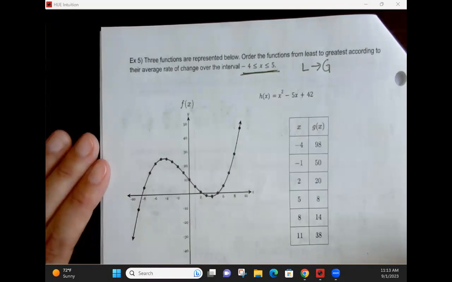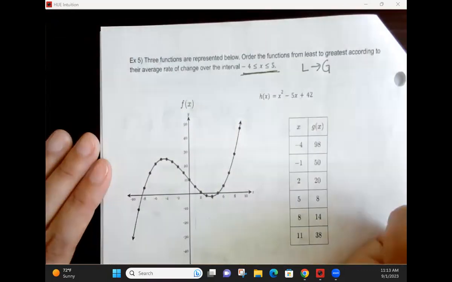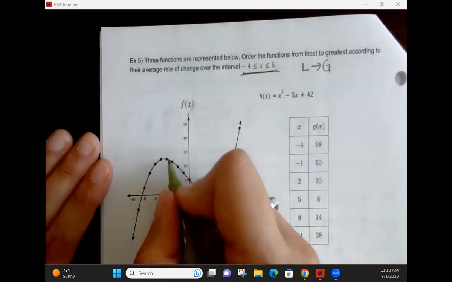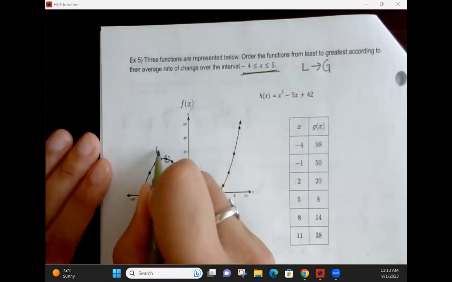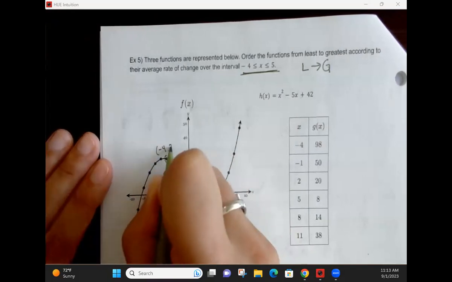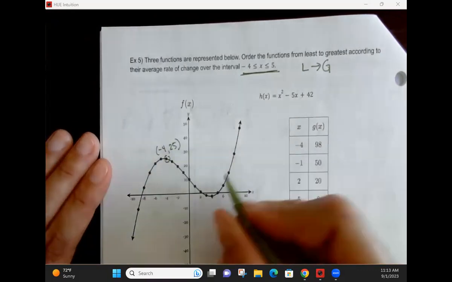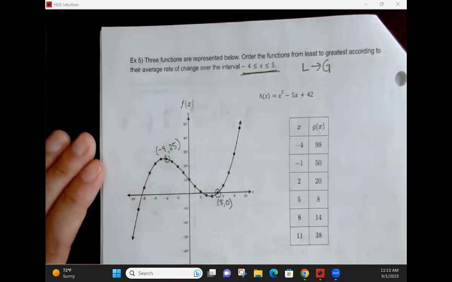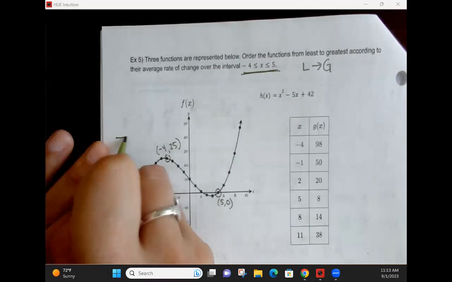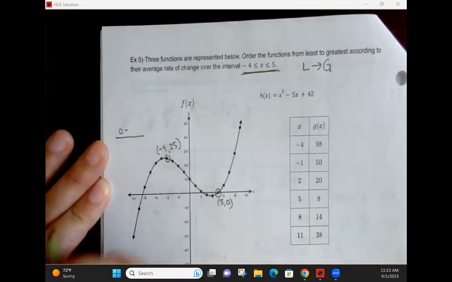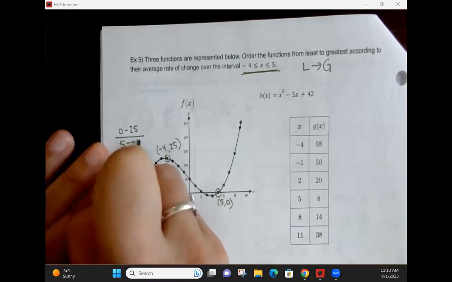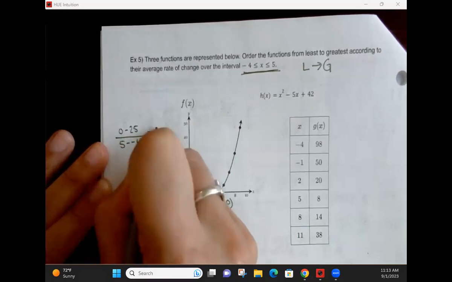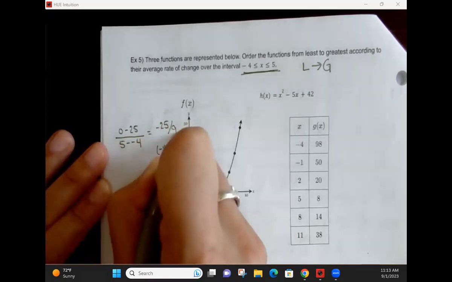So I'm going to start by identifying my points for this interval on f of x. I know our grid lines are kind of faint here, but this would be the point -4, 25, I think. And then at 5, that would be here, so 5, 0. So my average rate of change between these points would be 0 minus 25 over 5 minus -4. So that gives me -25 over 9.